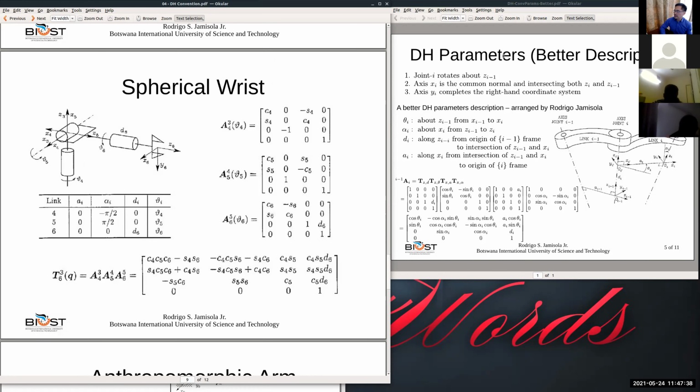But anyway, let's go here. Let's assign again the axes where the frames are. In this case, this is your joint 1. It rotates about Z0. Your joint 2 is here. Yeah, this is joint 2.